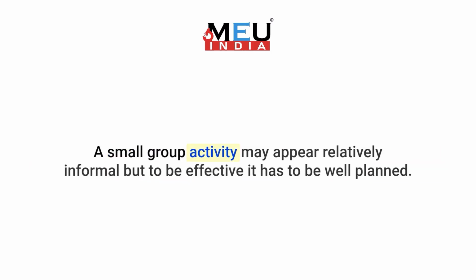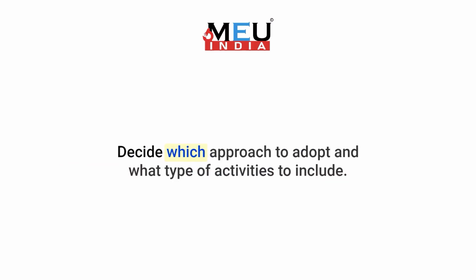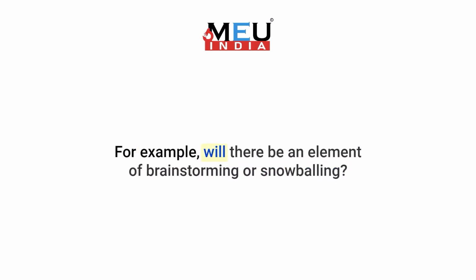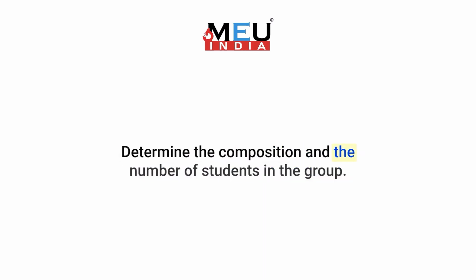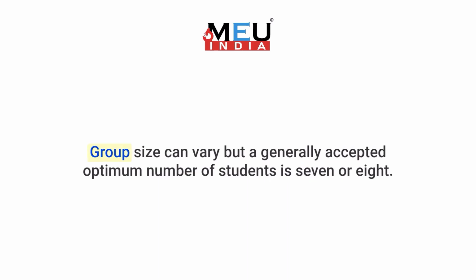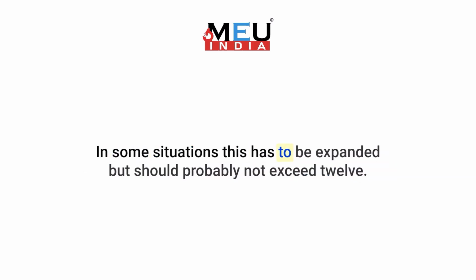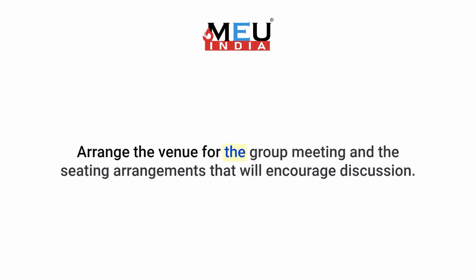A small group activity may appear relatively informal, but to be effective it has to be well planned. The teacher needs to decide which approach to adopt and what type of activities to include. For example, will there be an element of brainstorming or snowballing? Determine the composition and the number of students in the group. Group size can vary, but a generally accepted optimum number of students is 7 or 8. In some situations, this has to be expanded but should probably not exceed 12. Arrange the venue for the group meeting and the seating arrangements that will encourage discussion.